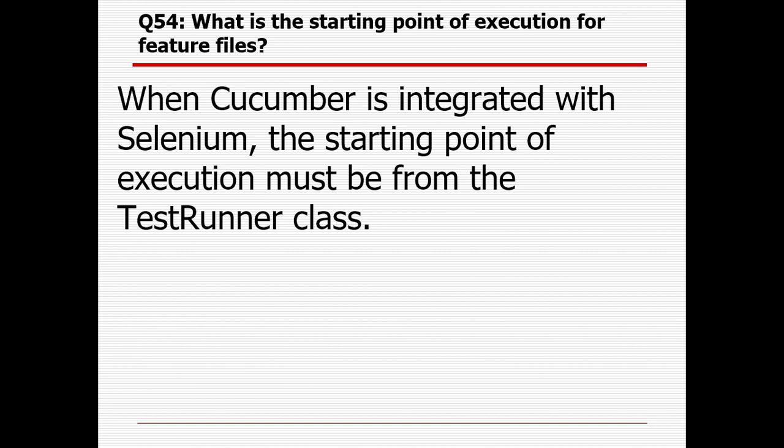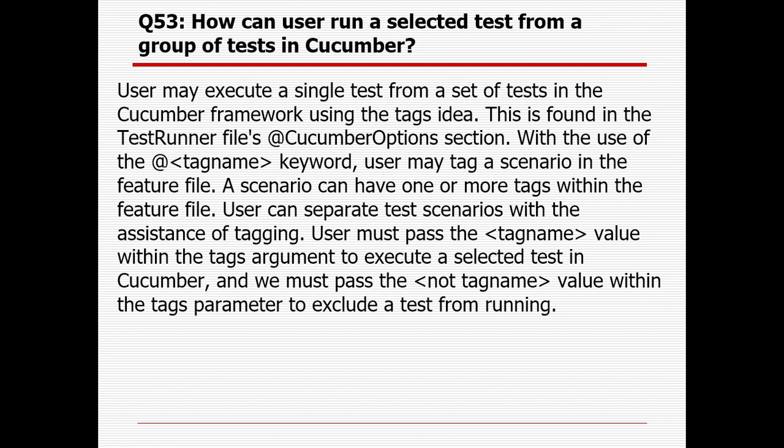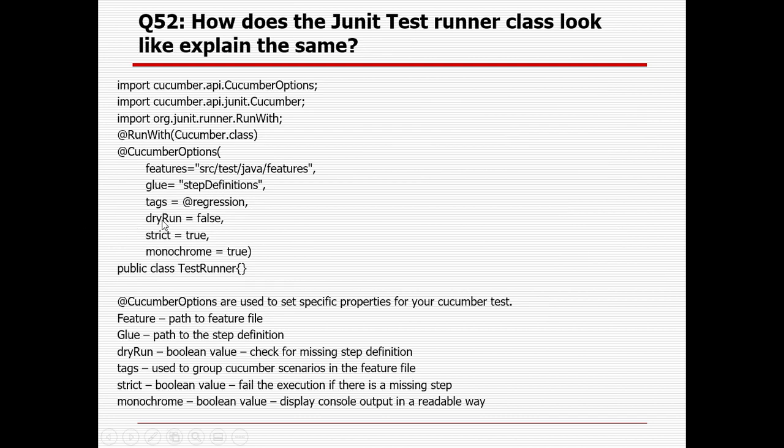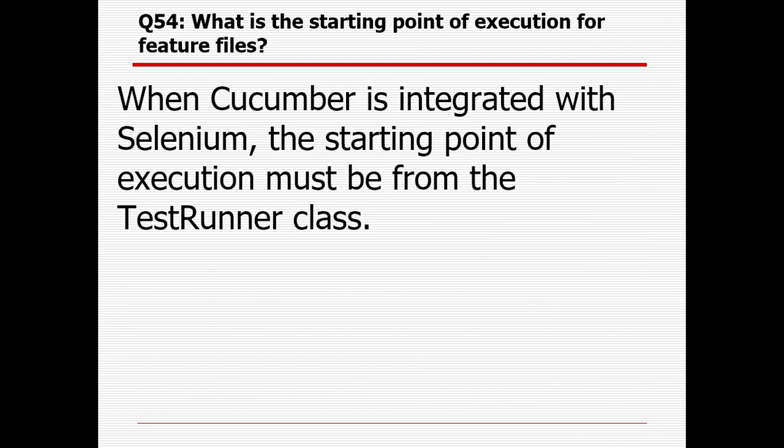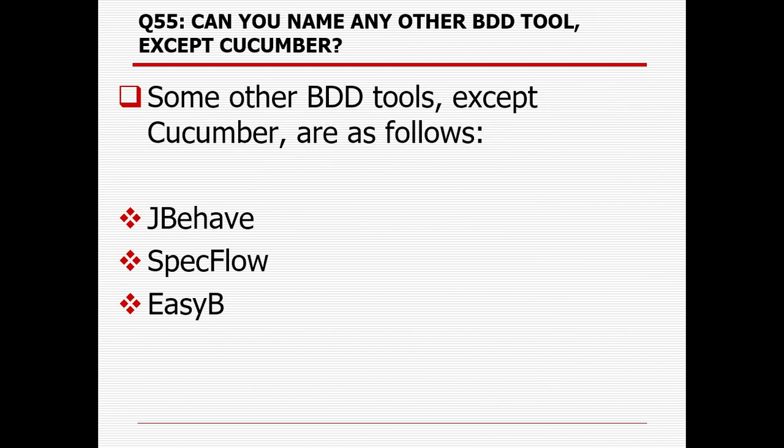What is the starting point of execution for the features file? When Cucumber is integrated with Selenium, the starting point of the execution must be the test runner class, because in the test runner class you are defining all the details: the features, glue, and tags. Based on the features file, the tag, and the step definition, your test case will be run. So the starting point will be the test runner class.